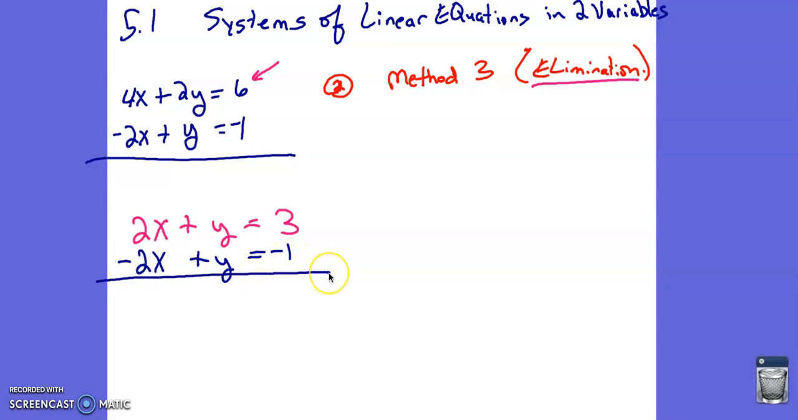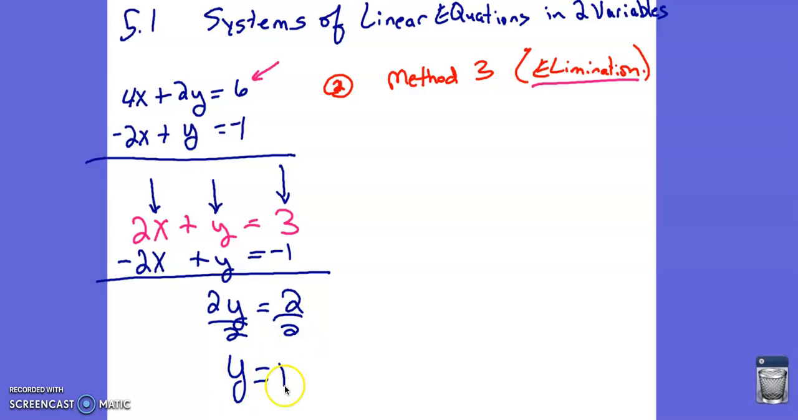And now if I added these columns in a row, so I added the x columns, they literally eliminate. And then add the y column, I have 2y. And then add the numbers column, I have 2. And then divide by 2, so y equals 1. And then substitute y back into one of the original problems, and you're going to end up getting x equals 1 as well. So we solved it 3 different ways: the graphing method, the elimination method, and the substitution method.